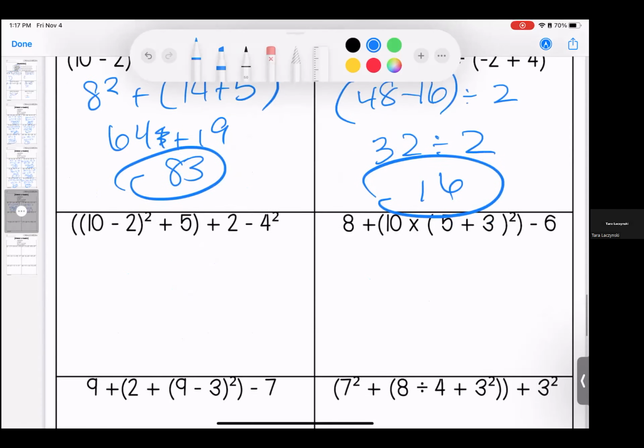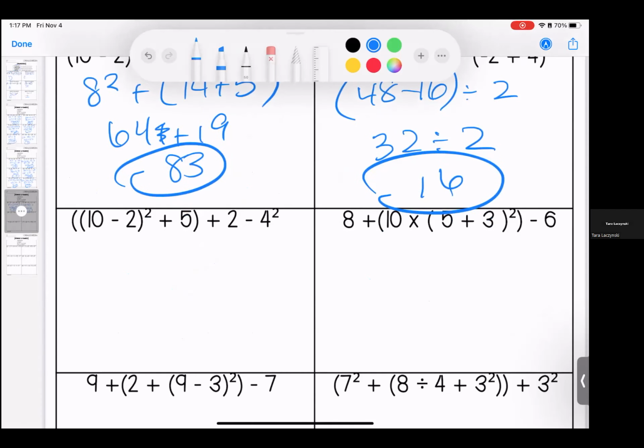Double parentheses, so be careful with this one. 10 minus 2 is 8. Squared plus 5. 8 squared is 64 plus 5. 69 plus 2 minus 16. 69 plus 2 is 71 minus 16 is 55.